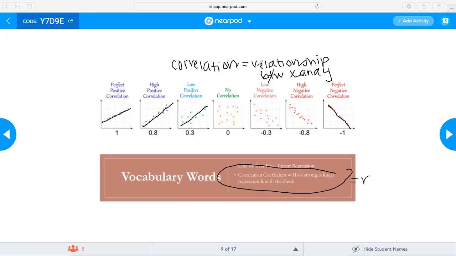So if I was writing 2 things down, correlation means relationship between X and Y, and the correlation coefficient, that R value, is how strong the linear regression fits the data. So we're going to look at exactly what R value means. How strong the linear regression line fits the data.